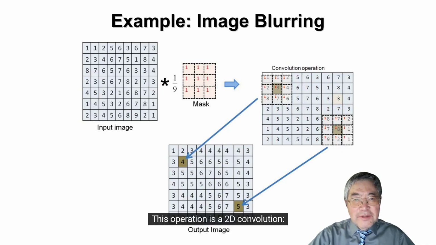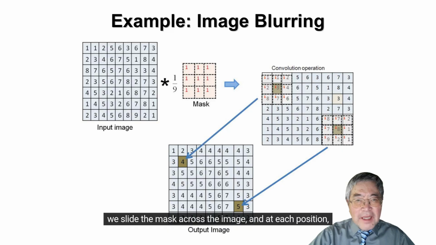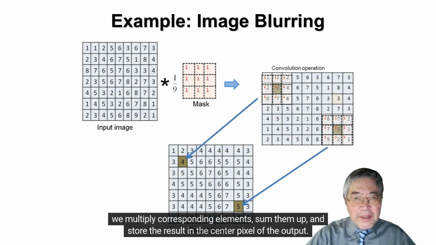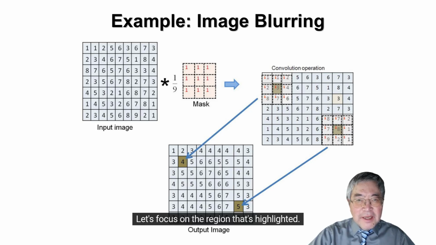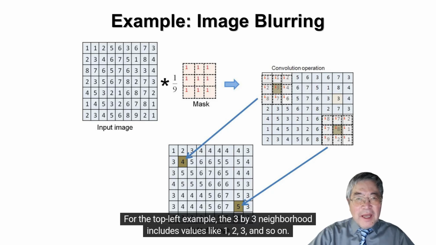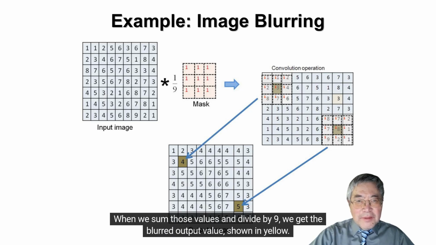This operation is a 2D convolution. We slide the mask across the image, and at each position, we multiply corresponding elements, sum them up, and store the result in the center pixel of the output. Let's focus on the region that's highlighted. For the top left example, the 3x3 neighborhood includes values like 1, 2, 3, and so on. When we sum those values and divide by 9, we get the blurred output value shown in yellow.